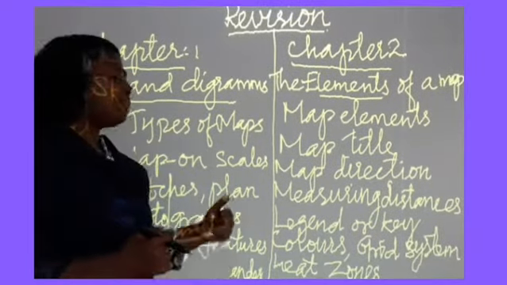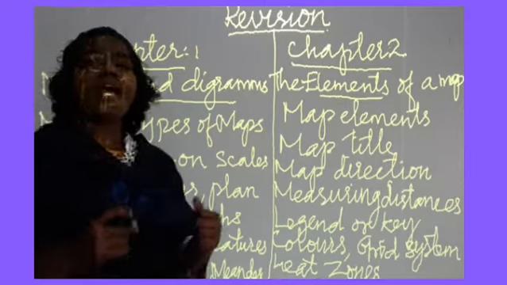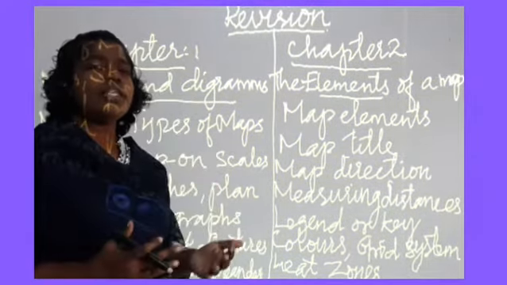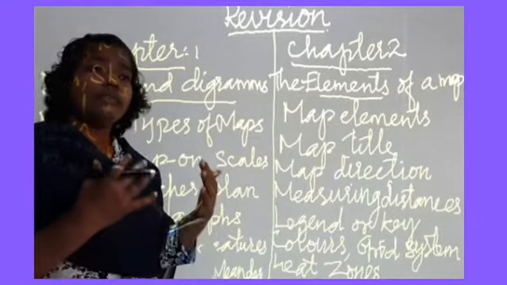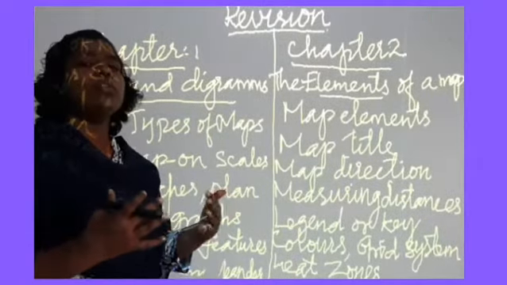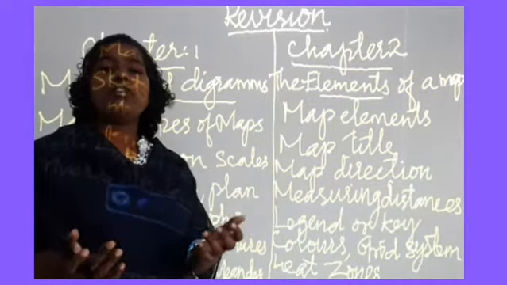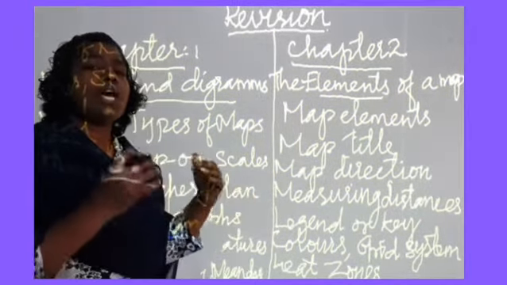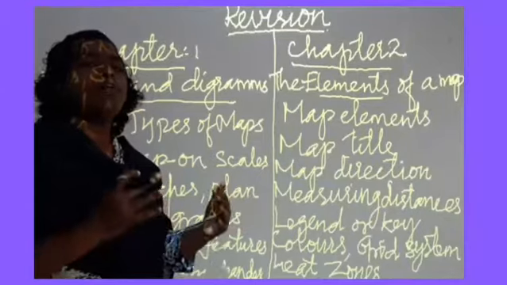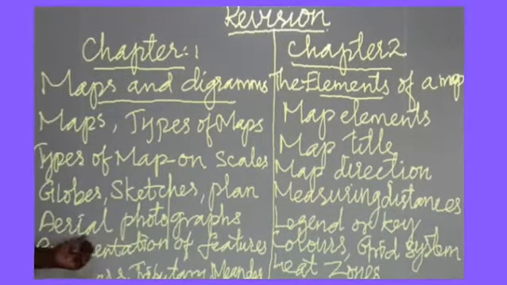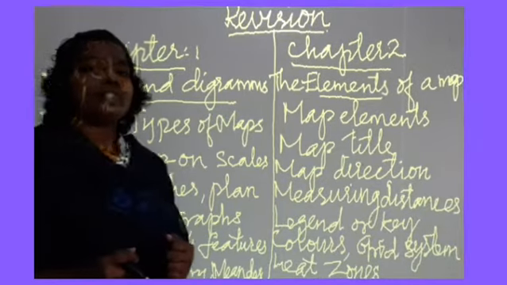And the other thing is a plan. What is a plan? A plan is a drawing made with the help of a scale. We use a scale to draw a plan. What is the importance of a plan? A plan gives an accurate idea of a building or a place when we draw it. And the other thing is aerial photographs.